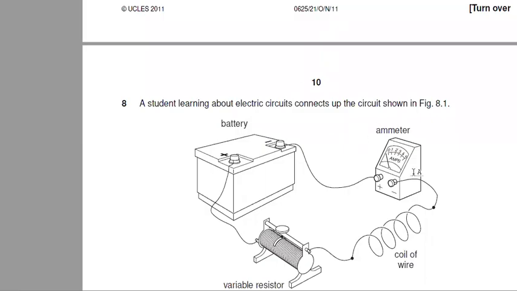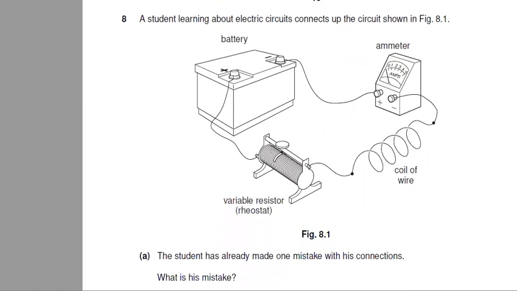November 11, paper 21, number 8. A student is learning about an electric circuit, connecting up the circuit. The student has already made one mistake with his connection.